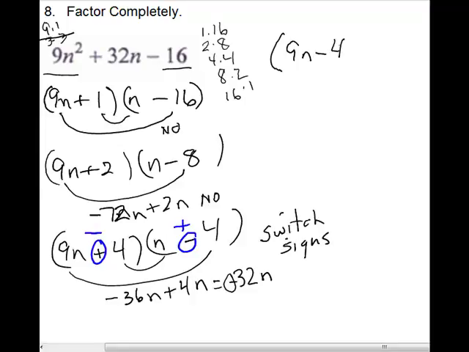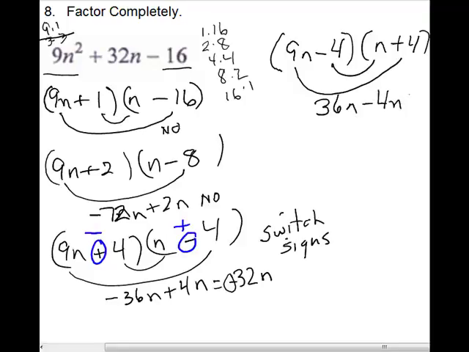9n minus 4 and n plus 4. And we'll check: outside 36n, inside minus 4n equals 32n. Now it's positive, and this one works. So sometimes these trial and error problems take a while.